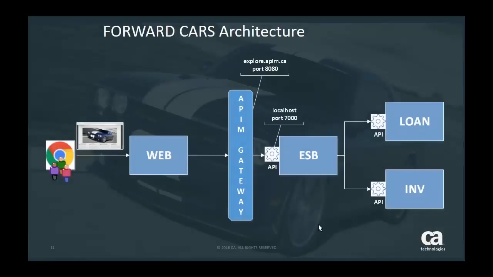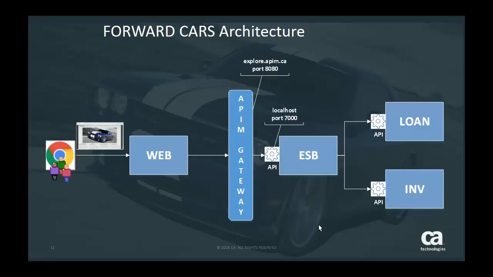We have an application called Forward Cars, and it has a couple different components. It has a web UI, and then it has an ESB layer, and behind the ESB layer, there's a loan and an inventory system. What we're going to do is stand up an APIM gateway between our web UI and the ESB so that all of the web transactions will go through the gateway first before getting to the ESB.